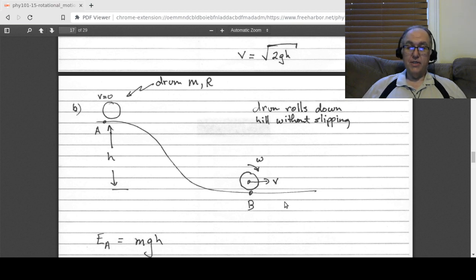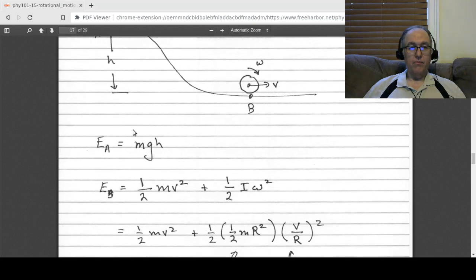At point B, all the energy is kinetic, but there's two pieces now: the 1/2 mv squared and the 1/2 I omega squared. So at A, we still have mgh, and at B, we have 1/2 mv squared plus 1/2 I omega squared.